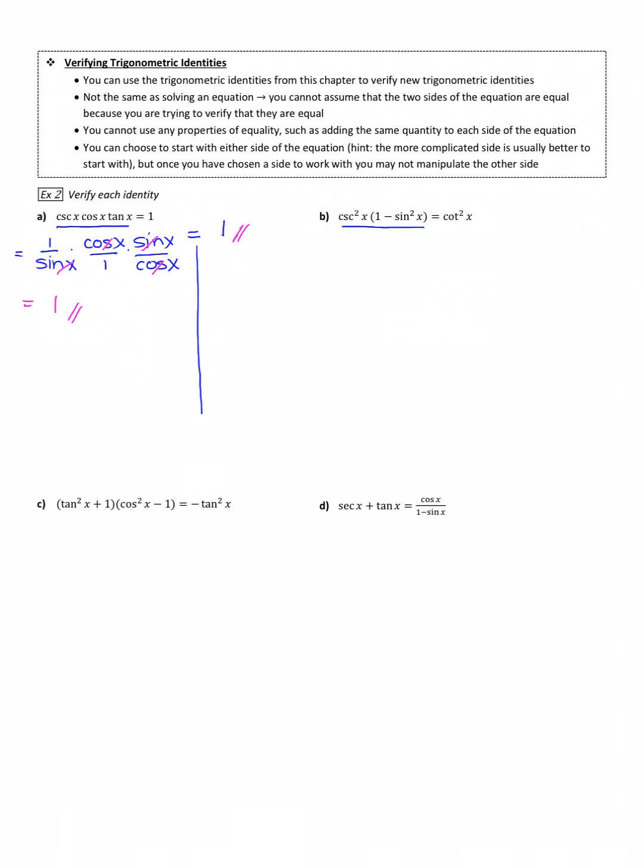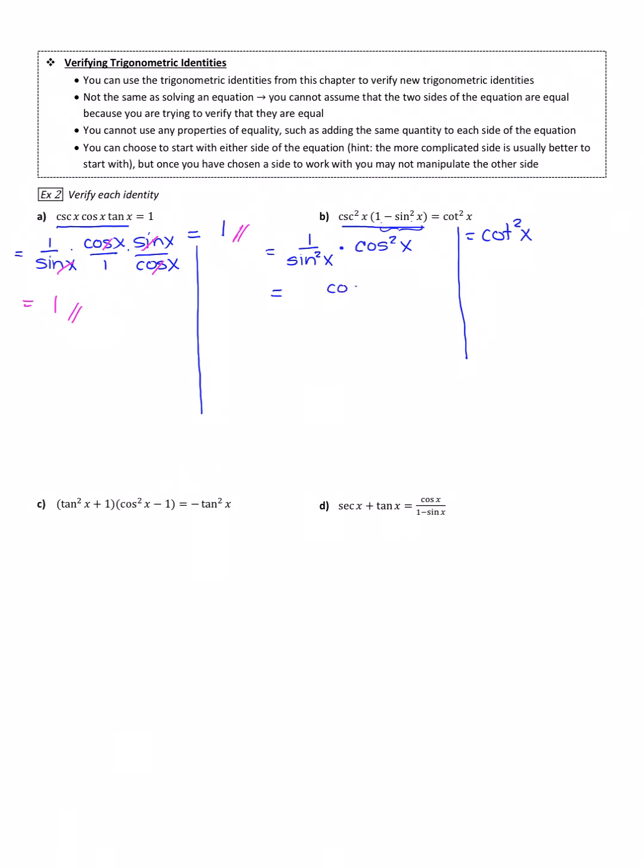Okay? So this next example, again, I'm going to work on the side that has the cosecant times 1 minus sine squared, which means that my goal is to get to cotangent squared x. All right, so what do I want to do? Well, I'm sure some of you are going to take that cosecant and immediately turn it into 1 over sine squared x. And this 1 minus sine squared, that is one of your Pythagorean identities. That is actually cosine squared x. So that's my first step.